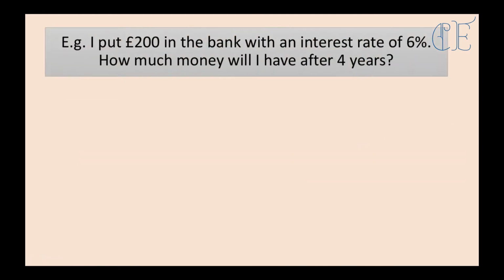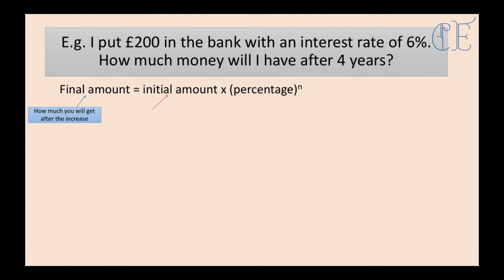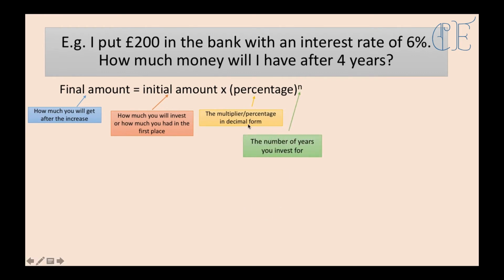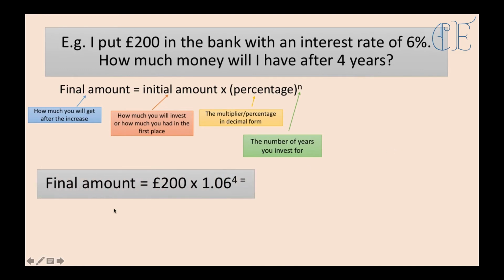So let's look at this question in more detail. So here's my formula again, and this is my final amount. This is my initial amount, which would be my £200. This is my percentage as a multiplier, and this would be the 4 years. So this would be the 6%, and this would be the 4 years. Now here is my formula written out again.